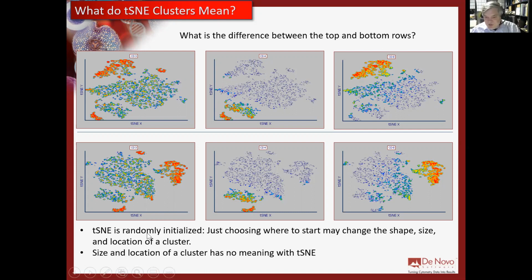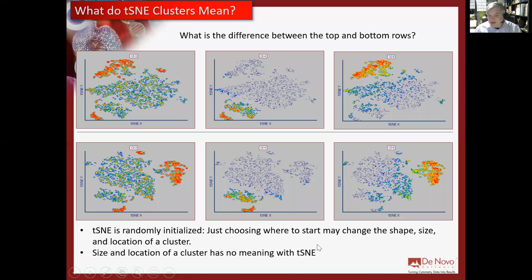So, two things. t-SNE is randomly initialized, right? Just choosing where you start can change the shape, size, and location of a cluster. When we run t-SNE in FCS Express, we always start in the same position. I'll show you how we change that later. But importantly, the global size and locations of clusters have no meaning with t-SNE.